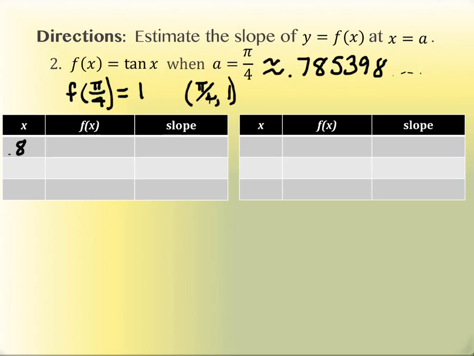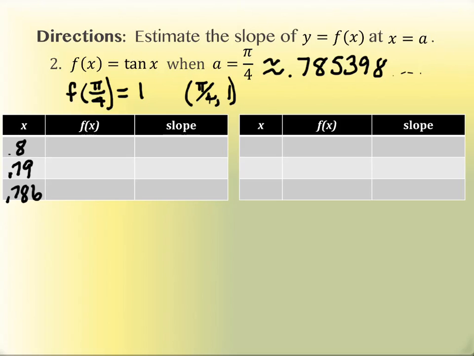0.81. That's bigger than 0.8. We want something slightly smaller. 0.79 would be okay. 0.799. That's bigger than 0.79. 0.7 would be smaller than the 0.785. How about 0.786? I think that one will be nice.